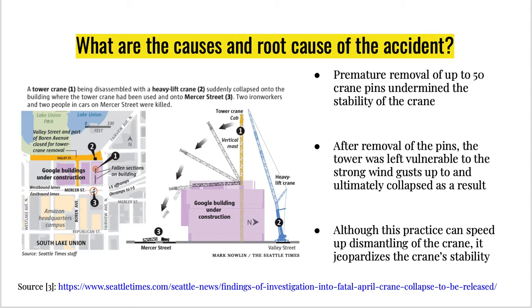Ultimately, though, the preliminary findings from the investigation concluded that the crane collapsed as a result of the premature removal of up to 50 crane pins between the tower crane sections. While this process can help speed up the dismantling of a crane tower, it also unfortunately undermines the safety and stability of the crane tower itself. In this accident, the premature pin removal left the crane tower vulnerable to strong wind gusts, which ultimately tipped the crane enough to collapse.